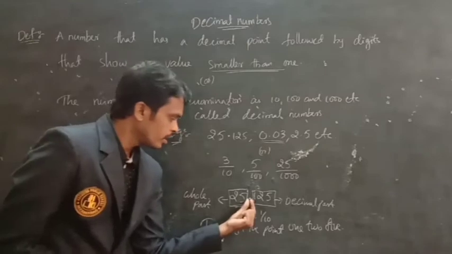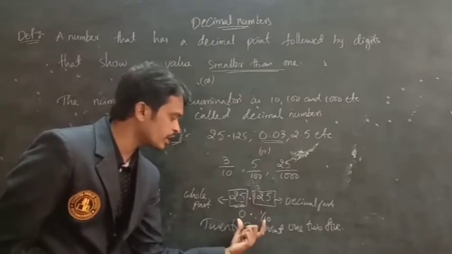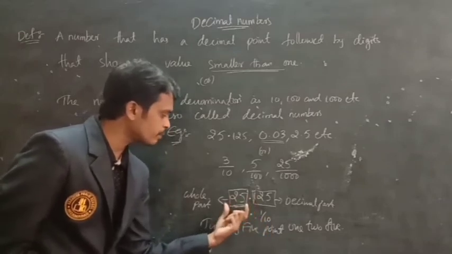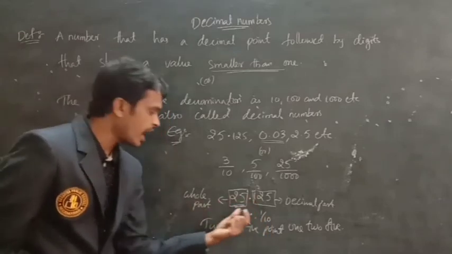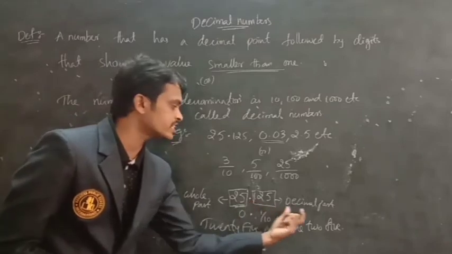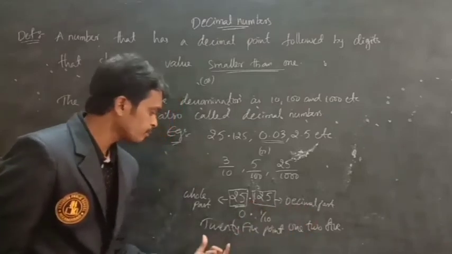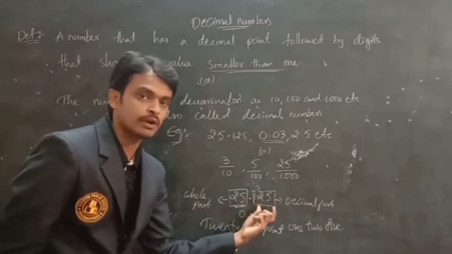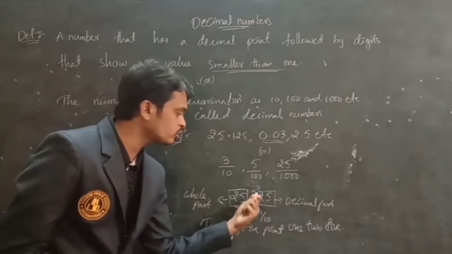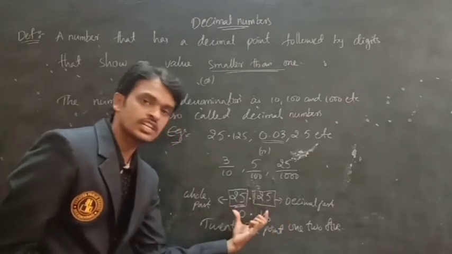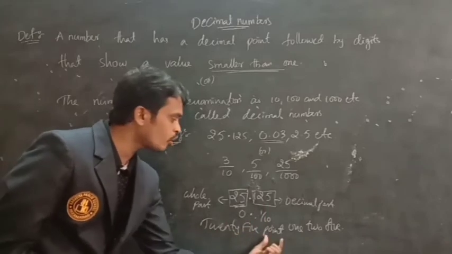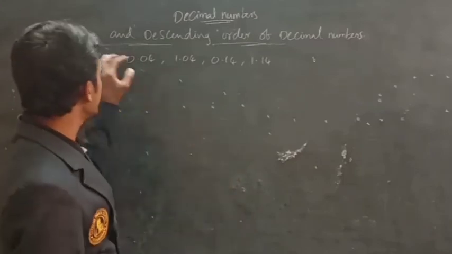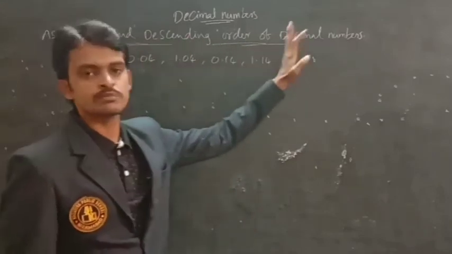So the decimal point is always between the 1's place and the 1 by 10 place. The part before the decimal point we will call the whole part. The part after the decimal point we will call the decimal part. So here we will read 25 point, and we should not read it as 125. We should read this decimal number as 25.125.